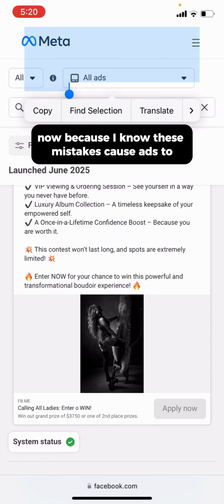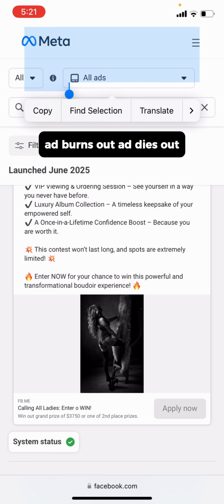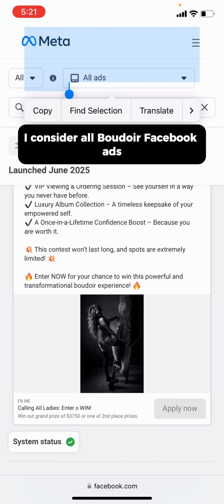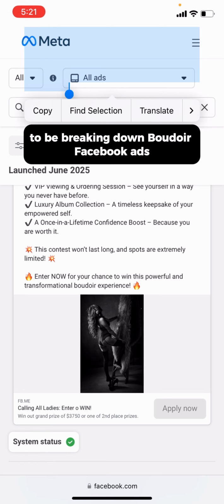Now, because I know these mistakes cause ads to perform worse and worse over time, same ad spend, worse results over time, ad burns out, ad dies out, I consider all boudoir Facebook ads that have more than 2 out of 10 mistakes to be breaking down. They're performing worse and worse over time.